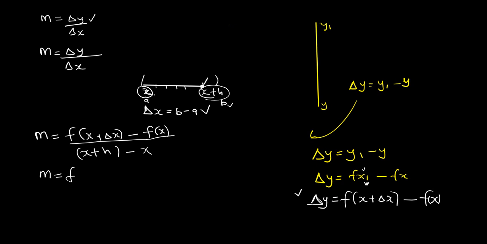Okay, so we can see now that plus h minus x will just give us h, because the x and also this x will cancel. So we are saying now m is equal to f of x plus delta x, the change in x, then minus f of x, all over h, like that.